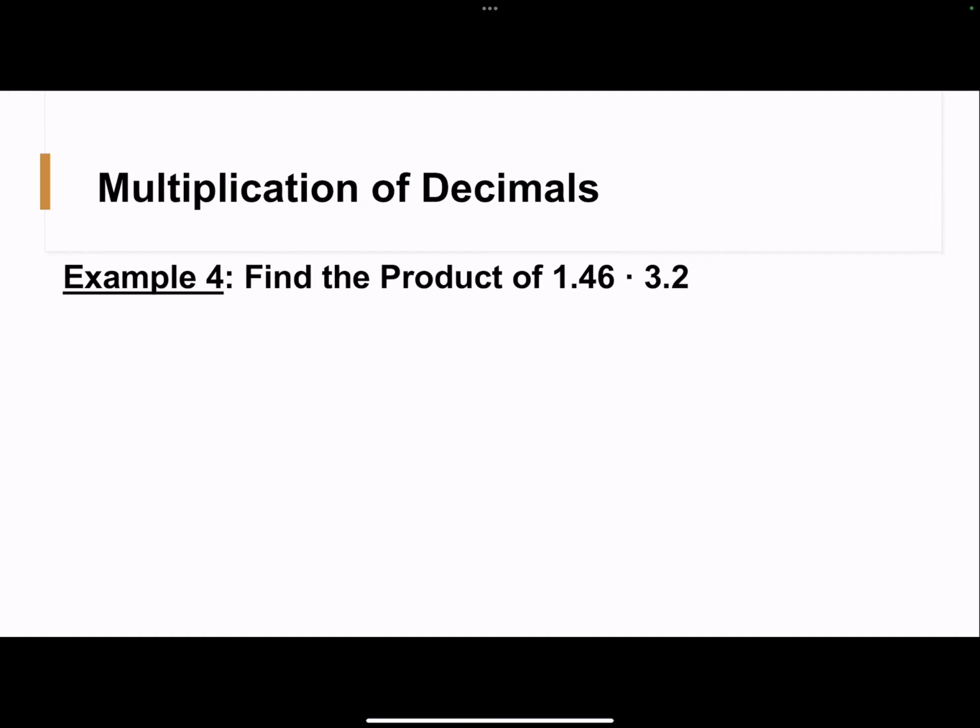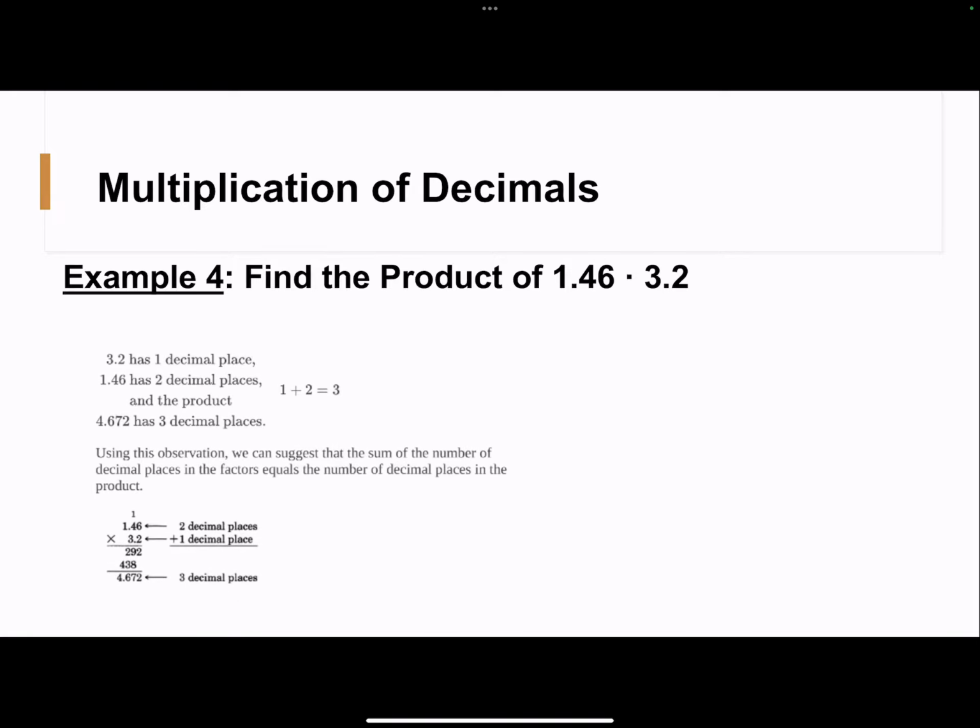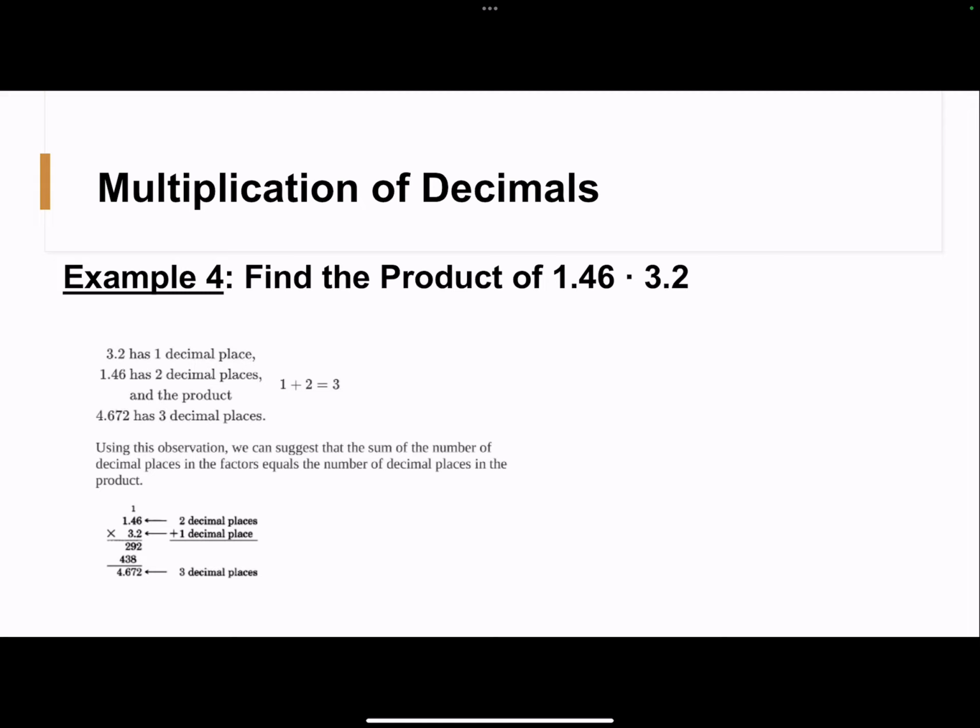If I wanted to multiply, like in example 4, 1.46 multiplied by 3.2. You simply multiply as if there were no decimal places, 292, 438, and then you count your decimal places. In the first factor, I had 2 decimal places. In the second factor, I had 1 decimal place. So that means that I'm going to move my decimal point 3 places. So when I multiplied, I got 4,672 because I had 3 places. We move over 3 places, and that's where I put my decimal point.